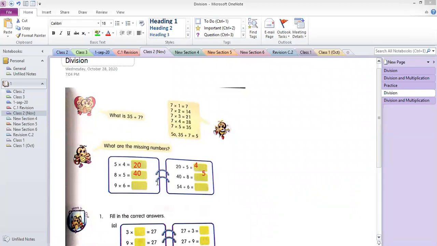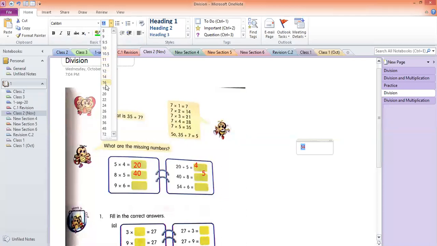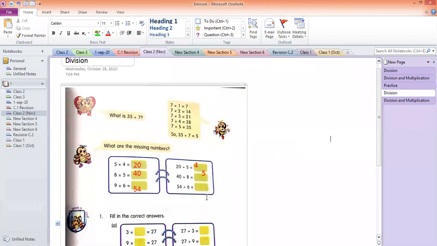54. Very good. 9 multiplied by 6 equals to 54. Okay. If I divide 54 by 6, then what will be the answer? 9. How do you know? Yes. Say it. How do you know that 54 divided by 6 equals to 9?